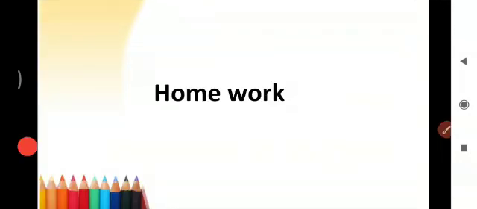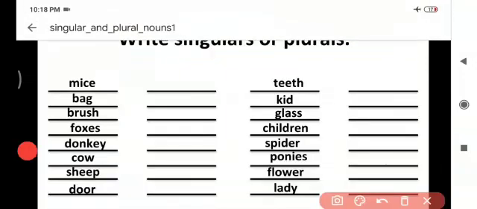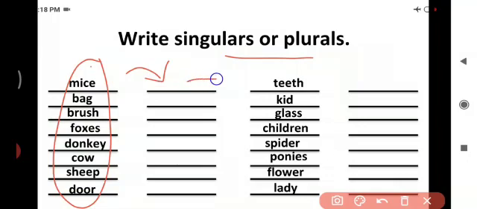So now we'll go for the homework part. Today's homework is you need to write singulars or plurals. Listen to the class carefully. There we have given the examples, right? So related to that we have given the exercise here. There are words given here which can be singular or plural. You need to write the corresponding answer here. If it is a singular, you need to write the plural here. If it is a plural, you need to write the singular here.